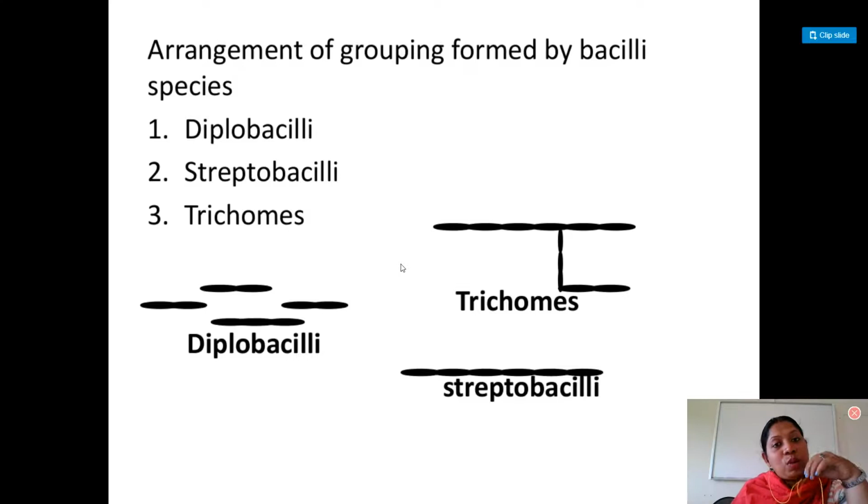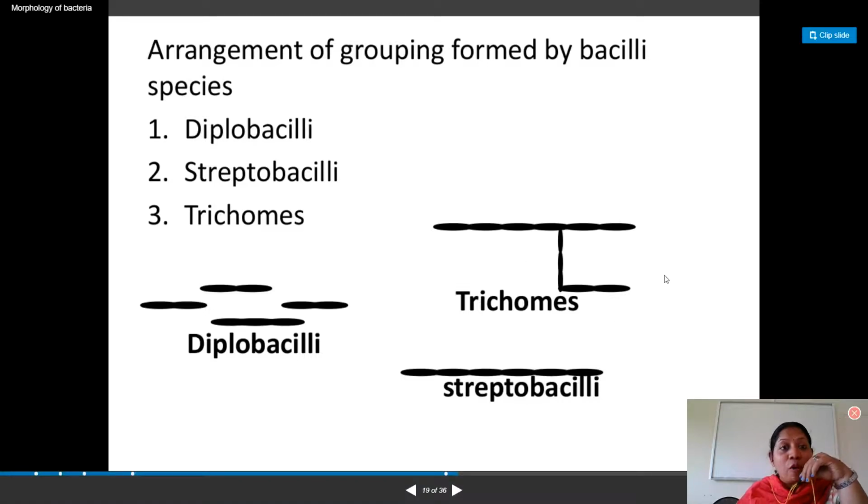Next is the arrangement of grouping formed by the bacilli species. It could be diplobacilli, where you could see 2 pairs of bacilli; streptobacilli, bacilli in chains; it could be trichomonas, yes, like this, in a filament form; it could be palisade, which is in parallel form.